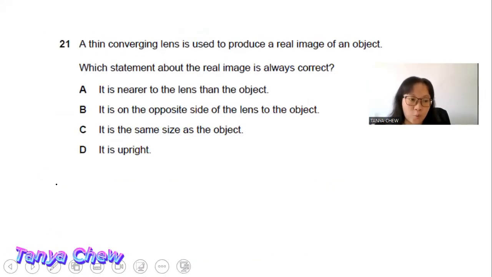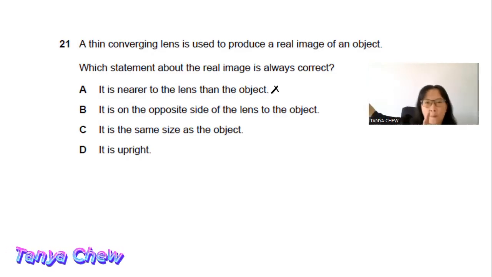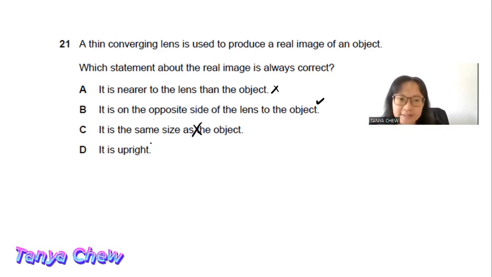Question number 21. A thin converging lens is used to produce a real image of an object. Which statement about the real image is always correct? A, it is nearer to the lens than the object. It is not always true. B, the real image must be formed on the opposite side of the lens, which is true. It is not always the same size, and it is not always upright as well. So the one that is always true is B.